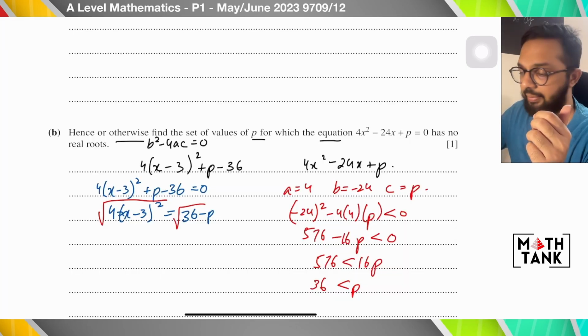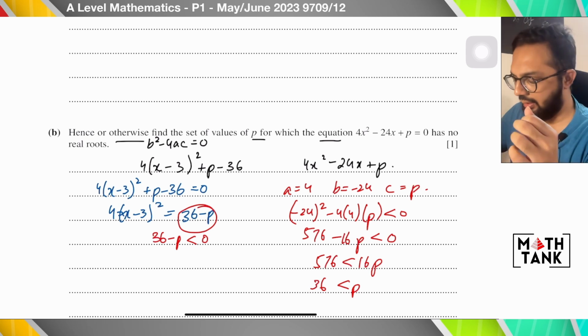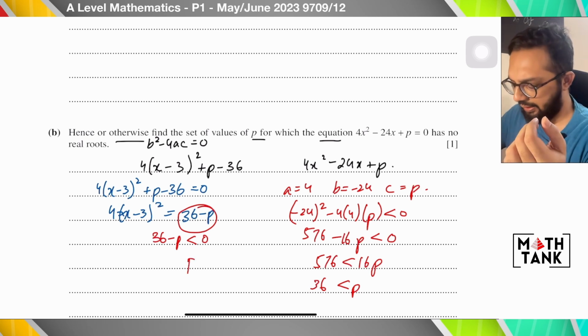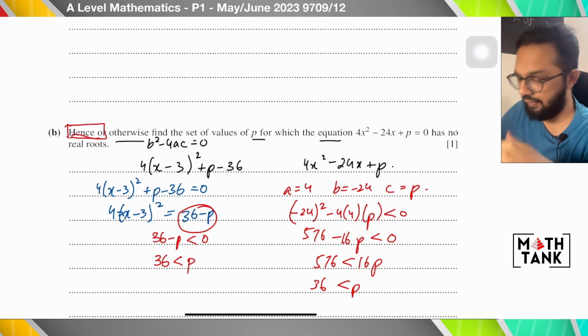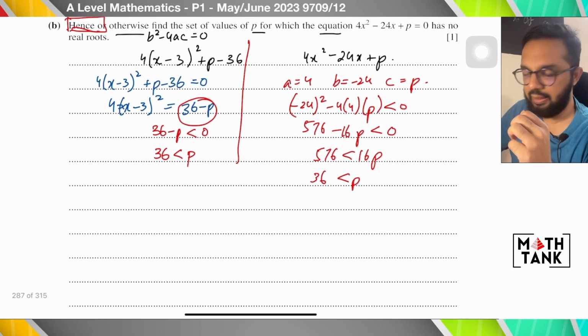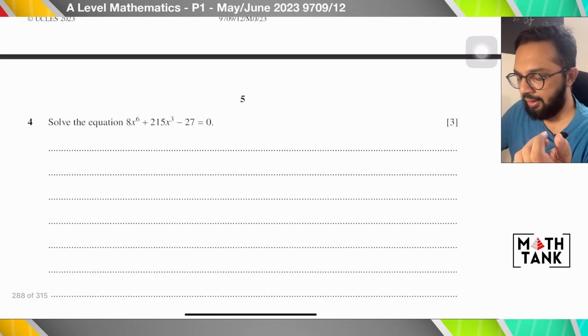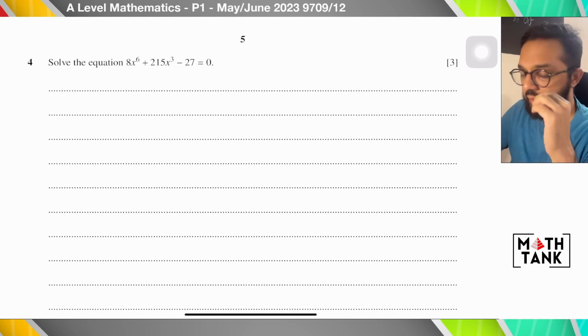But essentially, when I do that, if I want no real roots, then this should basically be less than 0, because for less than 0, I would have no possible roots and it would give me the same value as p is greater than 36, which is why this says hence or otherwise. If I were to use this form, I would get this. But if you're used to doing the simple idea, you do the simple idea and it's perfectly fine. It says hence or otherwise. Then moving on to the next question, we have the right answer here.